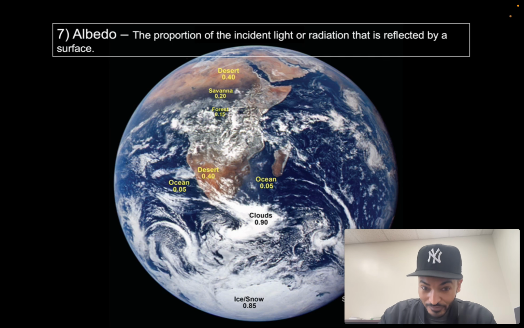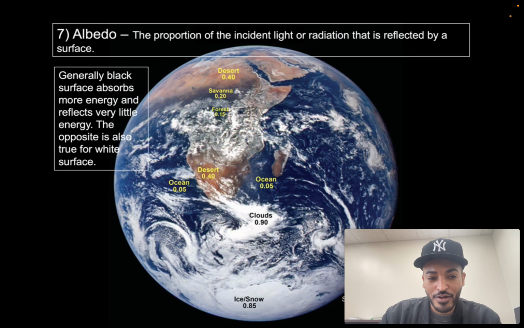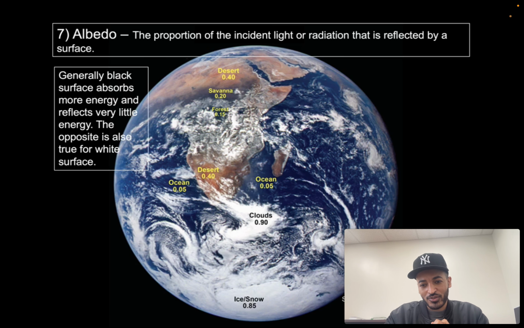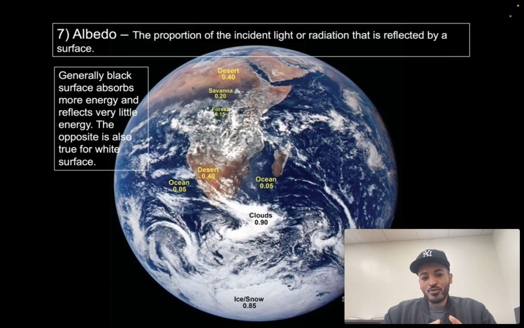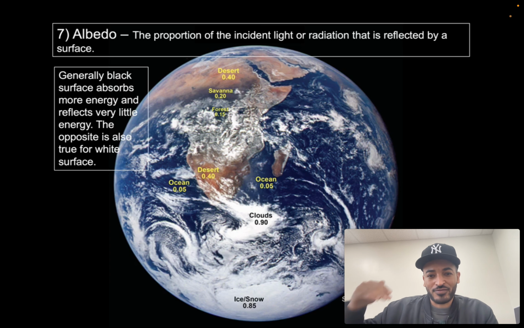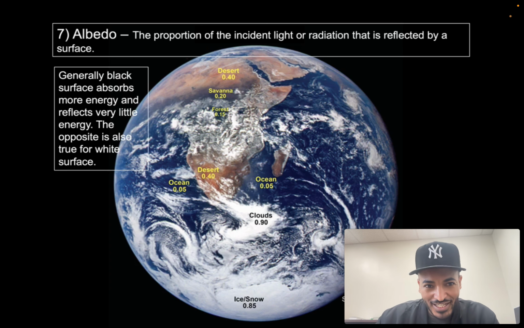And there is also, of course, a very important concept that we need to take into account, what we call albedo, right? So now we're talking about the proportion of the incident light or radiation that is reflected by a surface, right? We're measuring the capacity of a surface to reflect the incoming radiation, right?